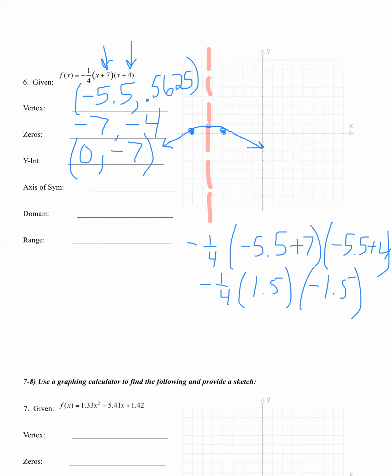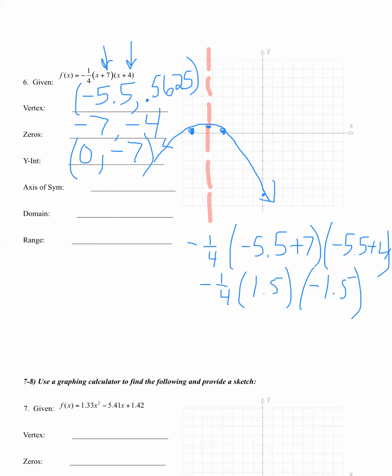Okay. Oh, my graph is way off then. Hold on. Let's see if I can erase that. 0, -7 would be right here. Okay, so let's see if I can graph this a little bit better. There we go. That looks better.